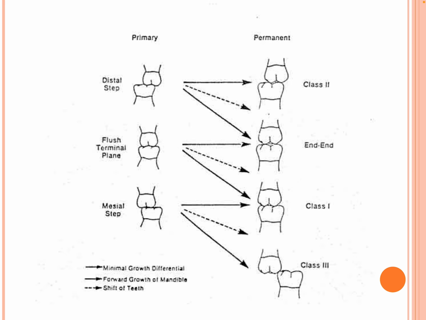This is the pictorial representation of terminal plane relation and the development into the permanent molar relation. In case of distal step, it can develop either into class 2 or end-on molar relation. In flush terminal, it can develop either to end-on or class 1 molar relation. In mesial step, it can develop to class 1 or class 3 molar relation.